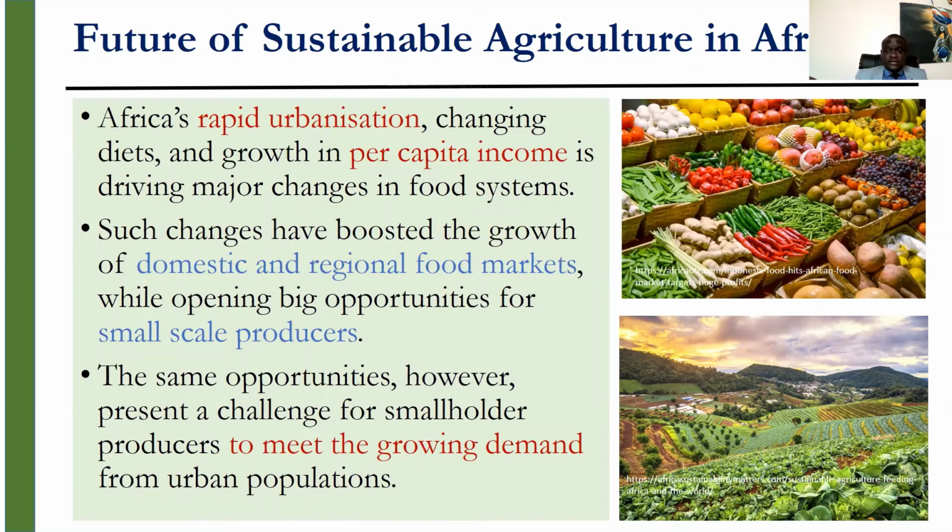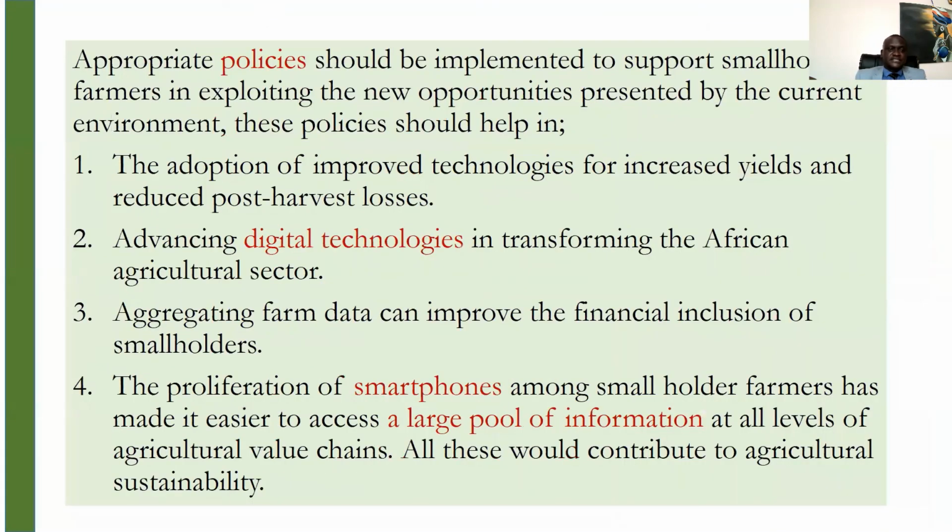And as we know now, Africa has the highest migration from rural to urban areas. So there are very few farmers now left in the rural areas. The majority of the population lives in urban areas. So to meet this demand is quite a challenge. And of course, there are a few things that can be done to address this. One of those is appropriate policies implemented to support smallholder farmers in exploiting the new opportunities presented by the current environment. And these policies should really help in about four things.